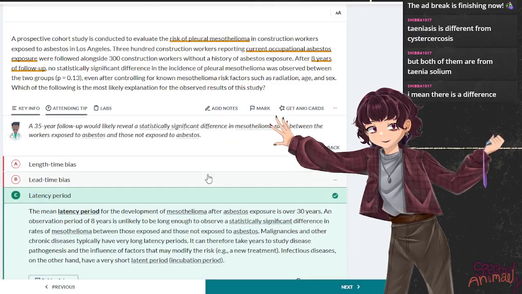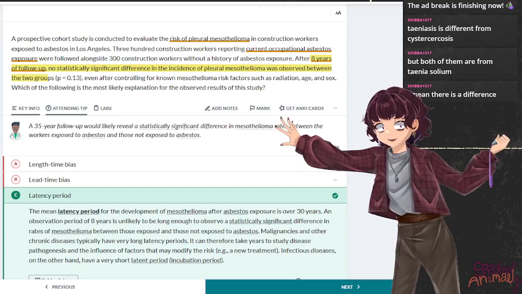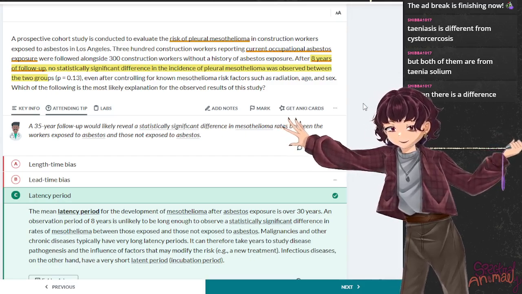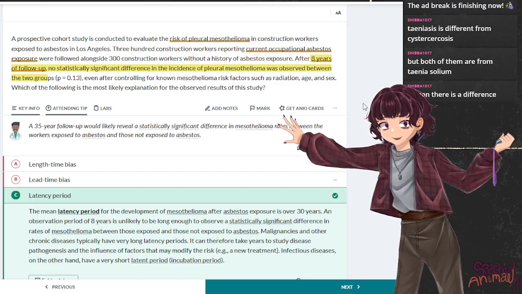Latency period. 8 years is not long enough. The latency period for development of mesothelioma after asbestos exposure is a long time.